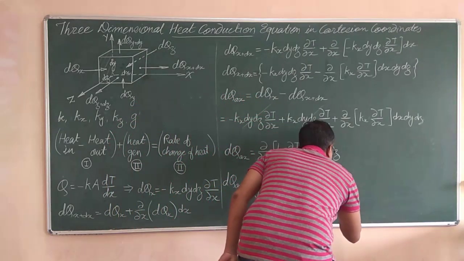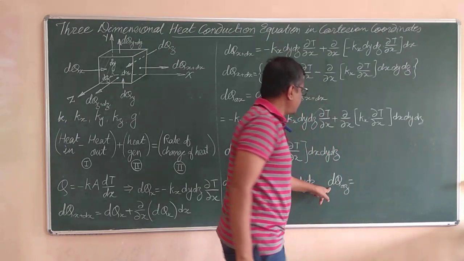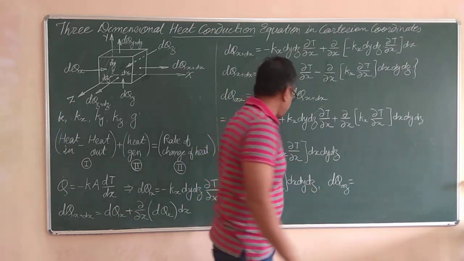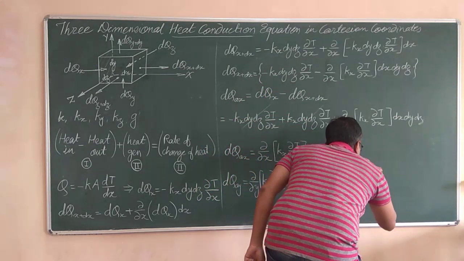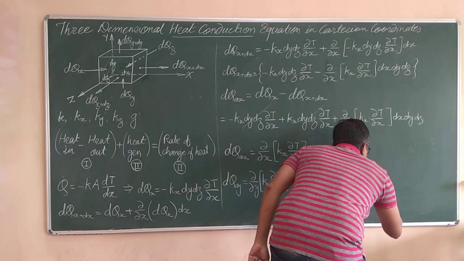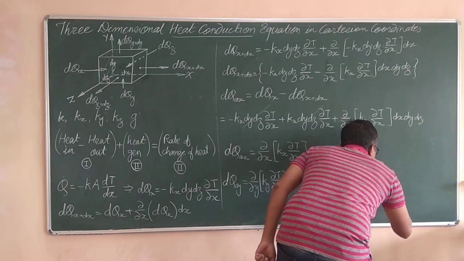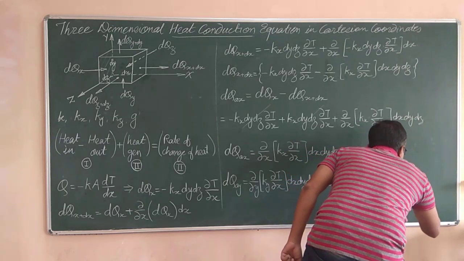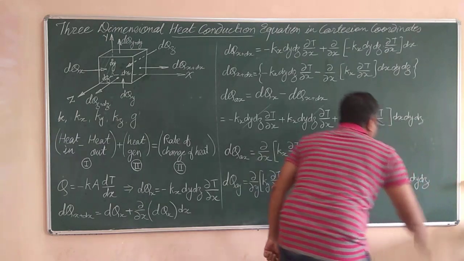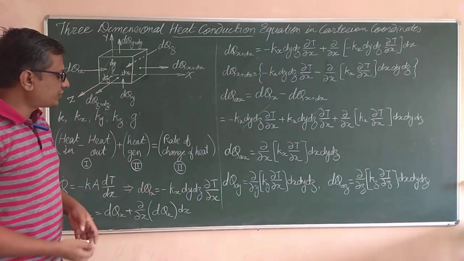Next term is dqaz, the heat accumulated due to the heat flow in z direction, which equals ∂/∂z of (kz ∂T/∂z) over the volume of dx dy dz, right? So we got these three equations.